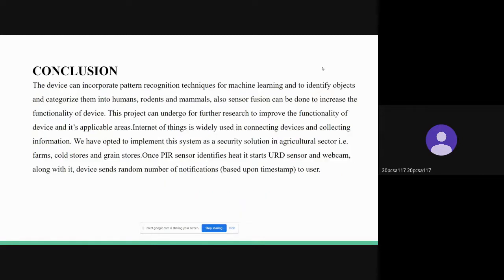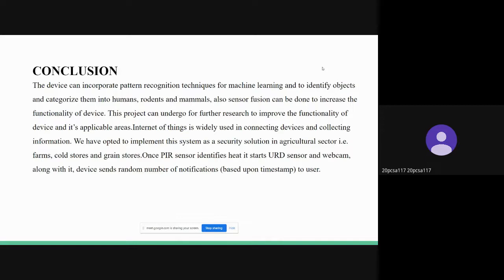So the conclusion: the device can incorporate pattern recognition techniques for machine learning to identify objects and categorize them into humans, rodents, and mammals. Also, sensor fusion can be done to increase the functionality of the device. So this project can undergo further research to improve the functionality of the device and its applicable areas.